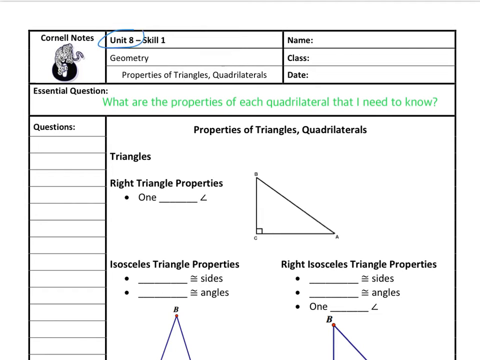Our new unit, Unit 8 here, is all about quadrilaterals. So we're going to spend the first lesson today talking about the properties. So your essential question is, what are the properties of each quadrilateral that I need to know?